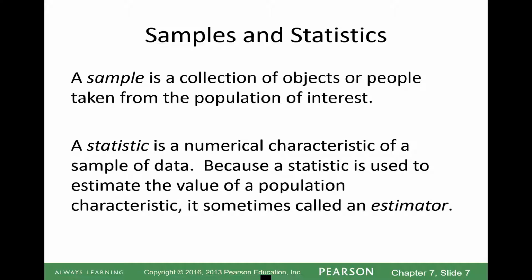Because a statistic is used to estimate the value of a population parameter, sometimes it's called an estimator. So we look at a sample mean of heights to tell us something about the particular population height.